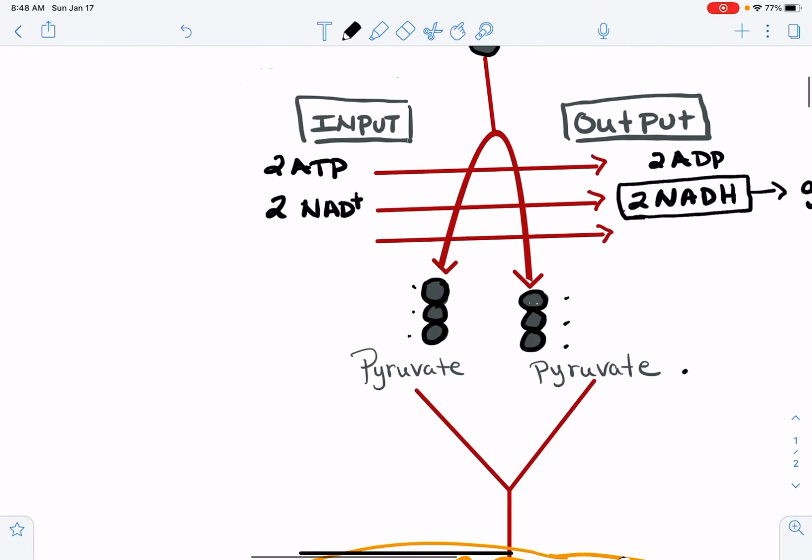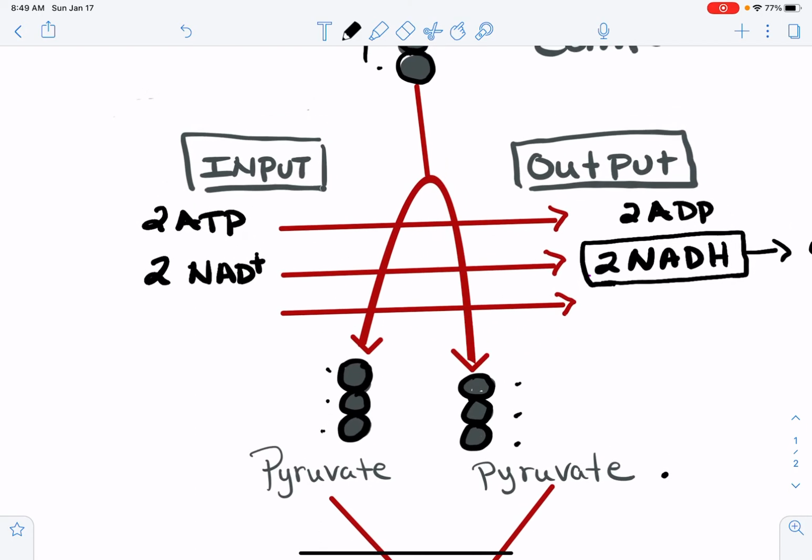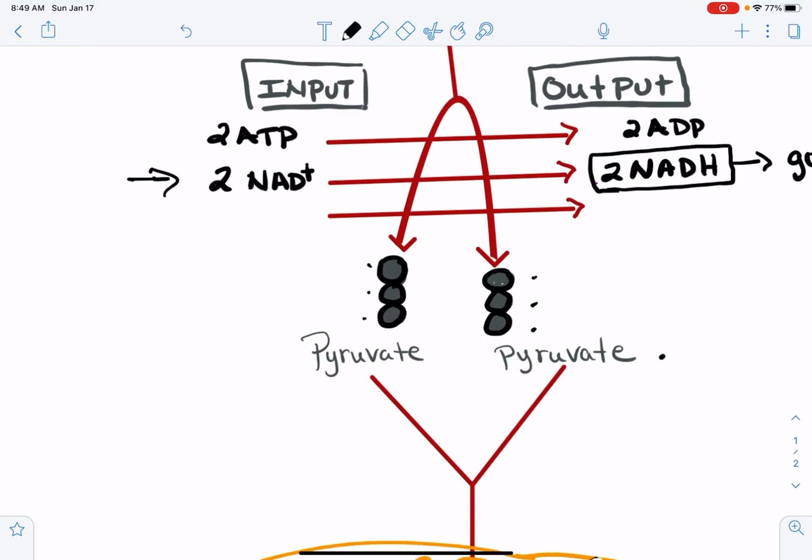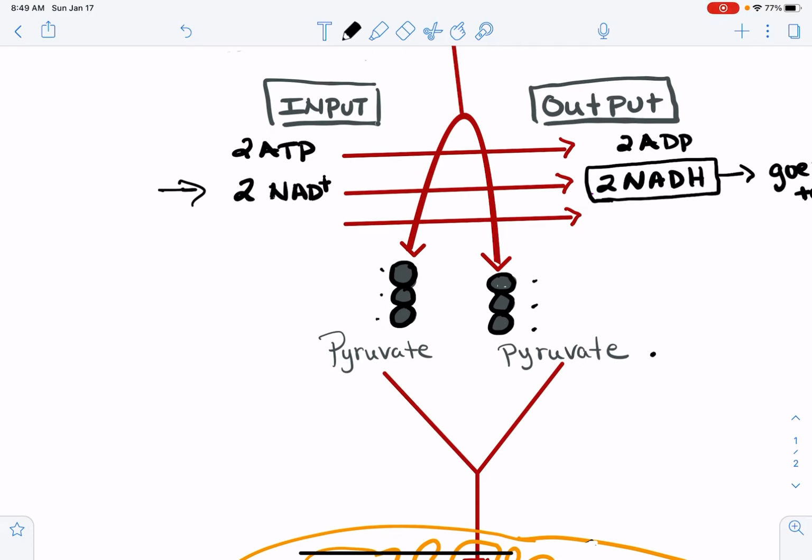Now, when this glucose compound up here breaks, and we have our electrons being accepted by our NAD, we produce ATP. So our output is 4 ATP. Remember, in order to make our ATP, we have to have our ADP there so that we can add that phosphate to it.